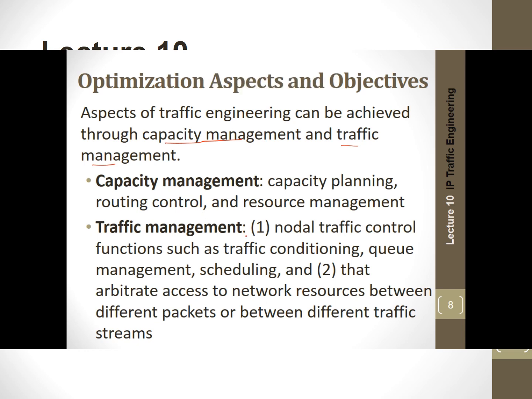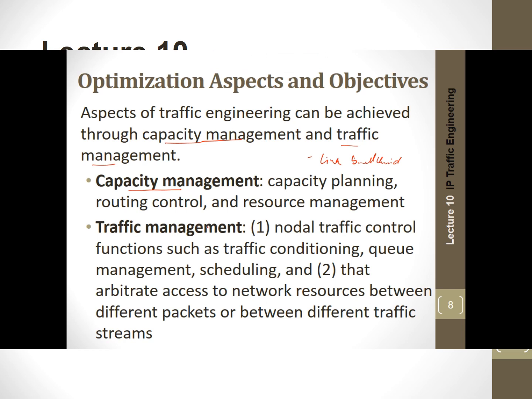As I said, capacity management includes capacity planning, routing control, and resource management. Now how could this be managed? We need to keep in mind that the network resources of particular interest include link bandwidth, buffer space, and computational resources. All these things are included in capacity management. So what did I say? The three things: link bandwidth, buffer space, and computational resources.